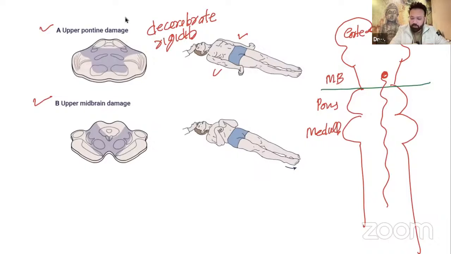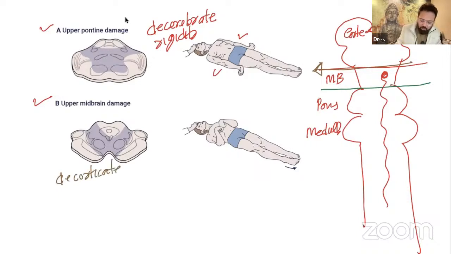decerebrate rigidity. But if lesion is at the level of upper midbrain, like this, only cortex is gone, and it is called decortication, or decorticate rigidity.